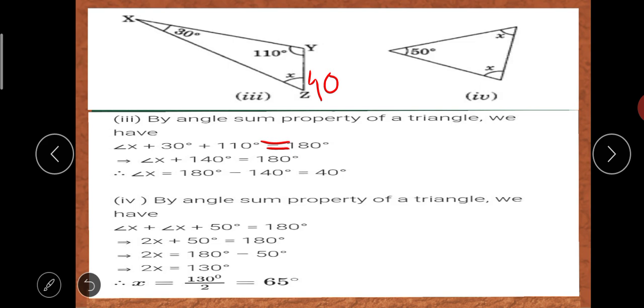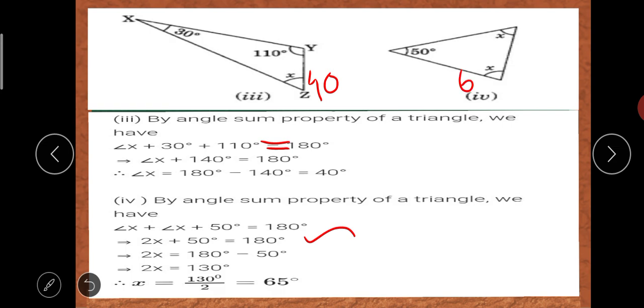So x plus x means what here? 2x plus 50 equals 180. Now when we got 2x, the value of x whatever we find, we have to divide by 2, so that the measurement of those two angles will be the same. So 180 minus 50, we will get what? 130. So now when we find the value of 1x, that means 130 divided by 2, it is 65.